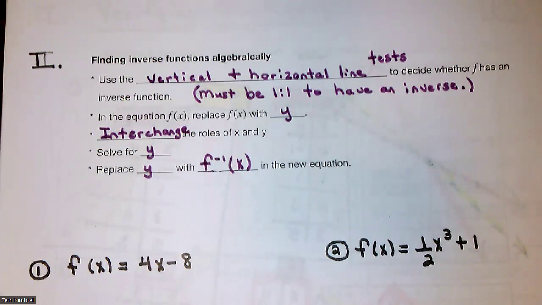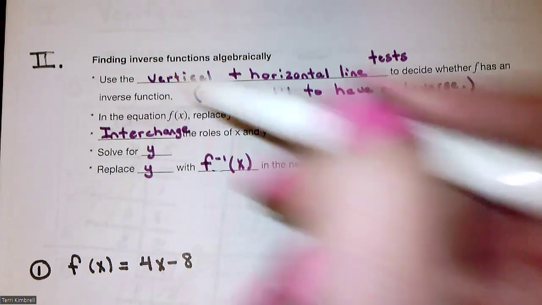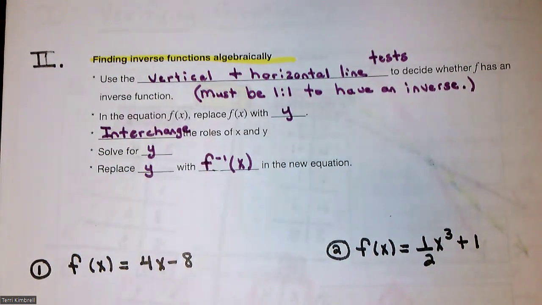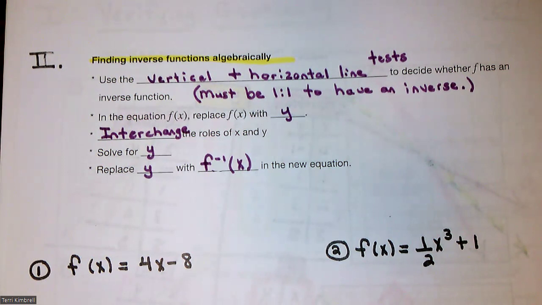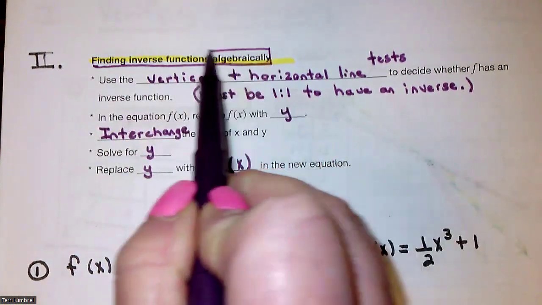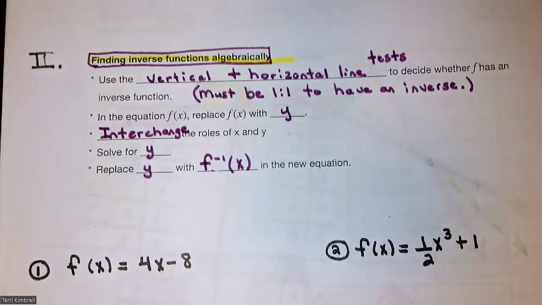Okay, so we're going to look back over where I was showing you a moment ago how to find inverse functions algebraically. So the first thing you want to ask yourself is, does it pass the vertical and horizontal line test? It has to be one-to-one in order to have an inverse. So when you're looking at these algebraically, you need to think of the graph of the function first.